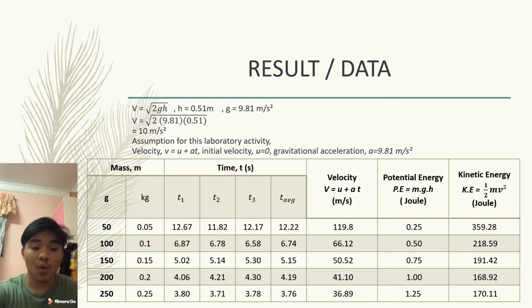Next is 100 gram. In kilo is 0.1. T1 is 6.87, T2 6.78, T3 6.58, and the average is 6.74. So 0 plus 9.81 times 6.74 equals 66.12. Next, 0.1 times 9.81 times 0.51 equals 0.50. Next, kinetic energy, 1/2 times 0.1 times 66.12 to the power of 2, equals 218.59.